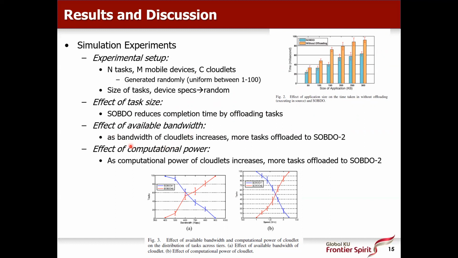And then the bandwidth, they tried increasing the bandwidth of the cloudlets. And what they observed was that as the bandwidth of cloudlets increases, more tasks get offloaded to SUBDO 2, which is as to be expected, and you can see that from this graph. And as the computational power of cloudlets increases, more tasks are offloaded to SUBDO 2. So the more powerful the cloudlets are, the more of the tasks they get assigned.